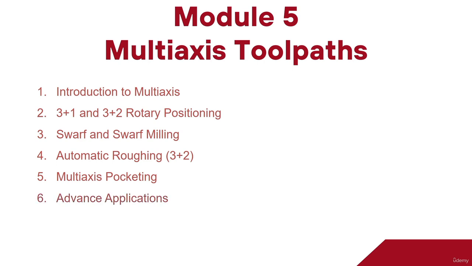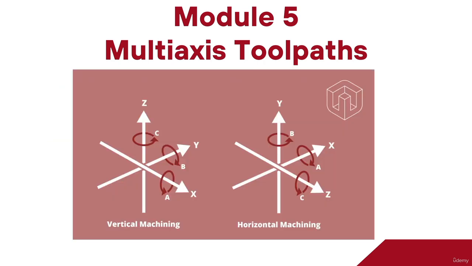So before getting into multi-axis toolpath, let's get to know about how many axes multi-axis contains. Here we have a 3-axis milling machine, and all 3 axes are defined as X, Y, and Z axis. More than 3 axes we call multi-axis, and for rotary axes we define A, B, and C axis.